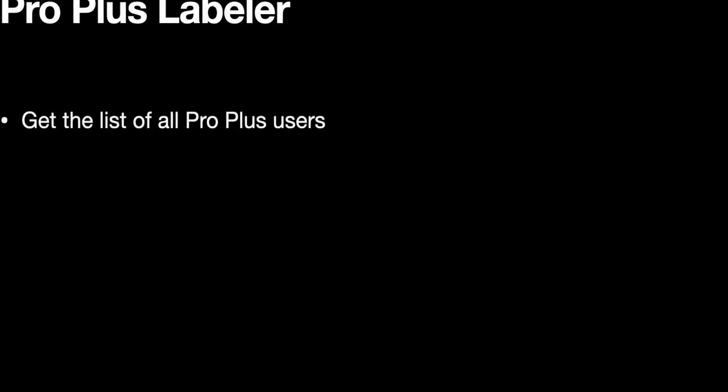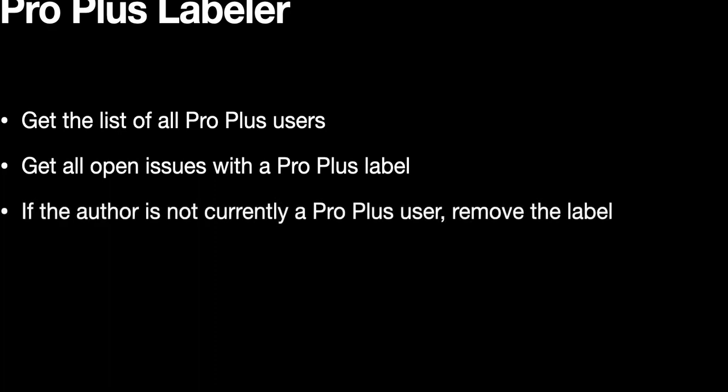And then finally, our Pro Plus users. We want to make sure that anyone on the Xojo team that's looking at the issues recognizes any issues that are from Pro Plus users. So I wanted a system to take care of that automatically, and I wrote another console app for this purpose. It goes to our e-commerce system and gets a list of all the Pro Plus users. Then it gets all the open issues that already have a Pro Plus label, and if the author is not currently a Pro Plus user, it removes the label.